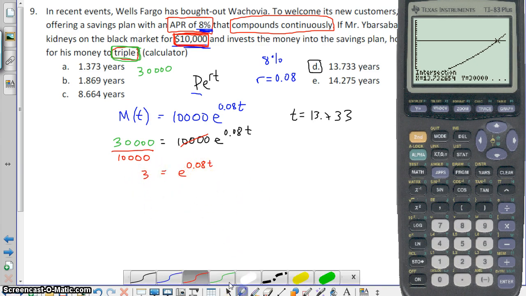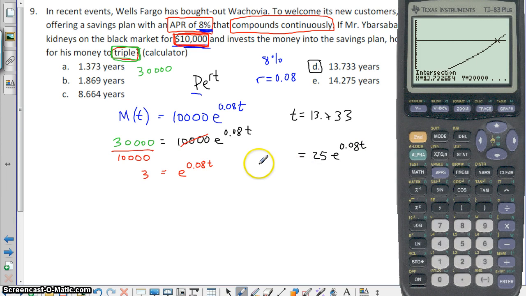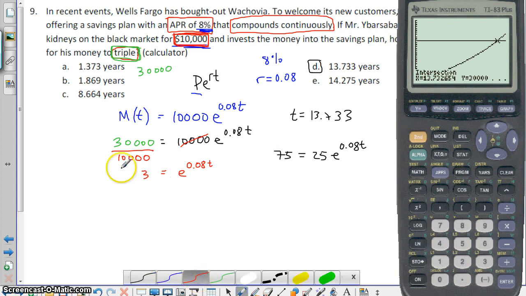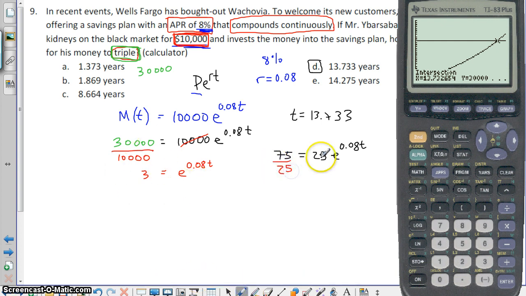That's interesting because if I start with any amount, let's say I start with $25 and I do the same thing, set this up, 3 times 25 when it triples is going to be 75. But just like in this problem, if I divide by 25, I still get 3 equals e to the 0.08t. So basically what's happening is it doesn't matter what I start with. It only matters what I'm trying to get.